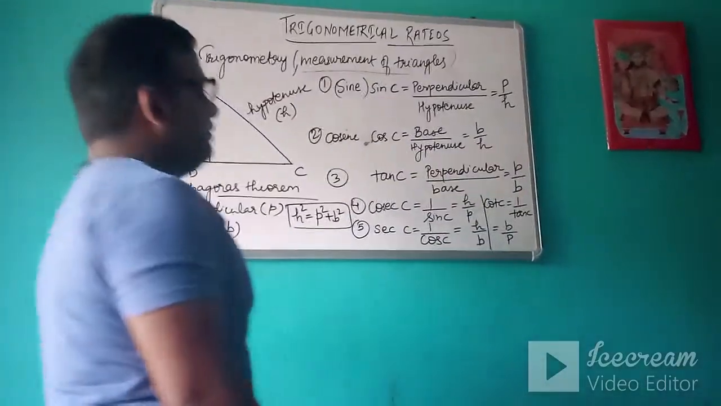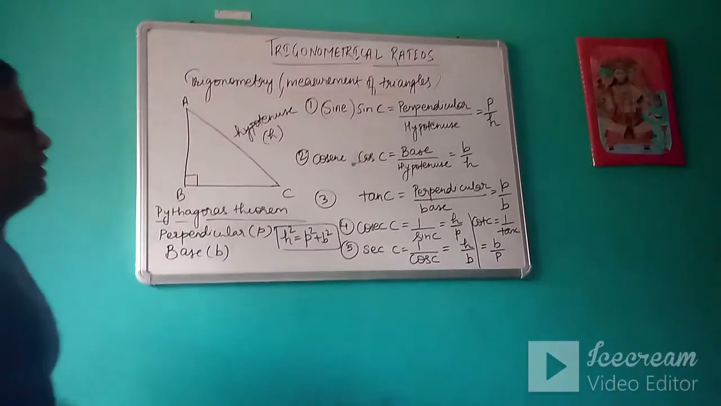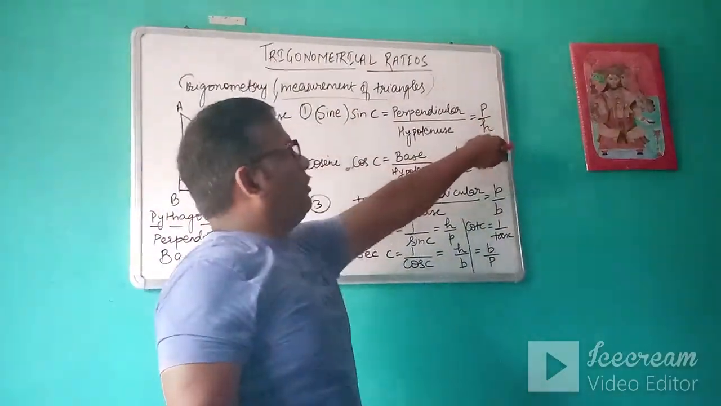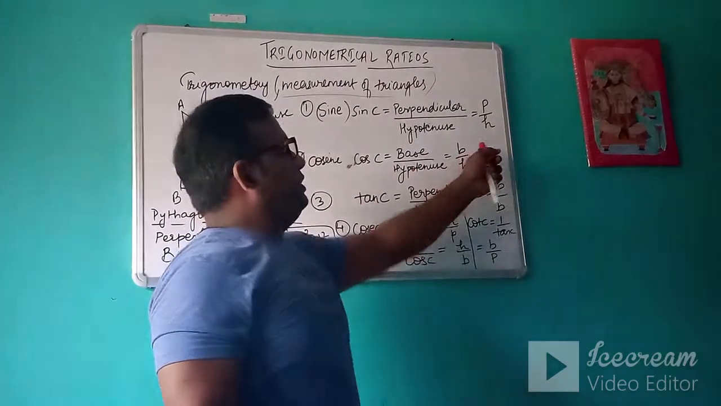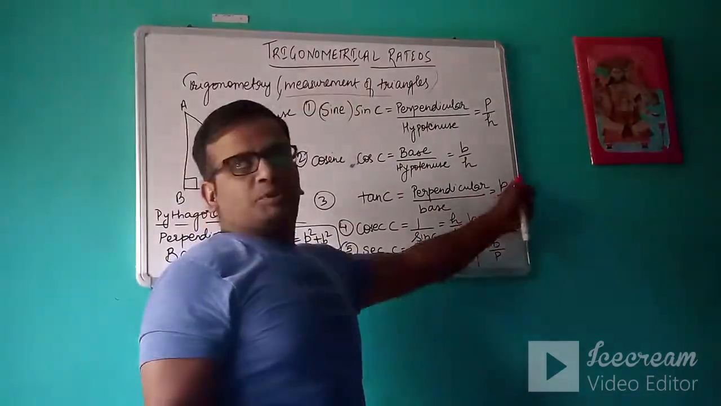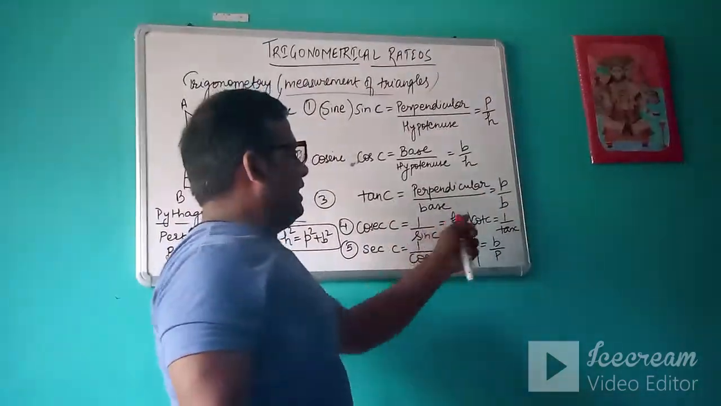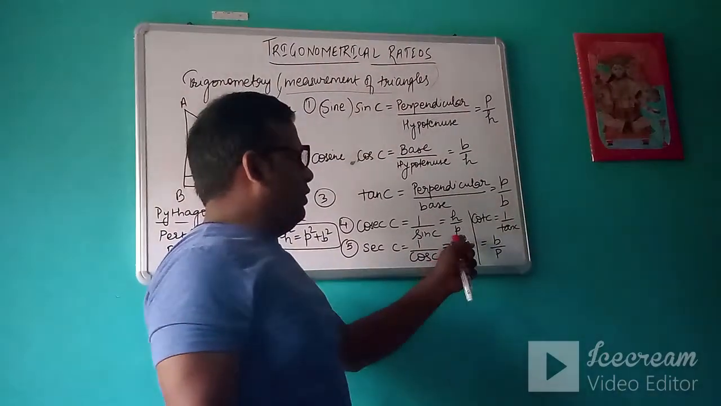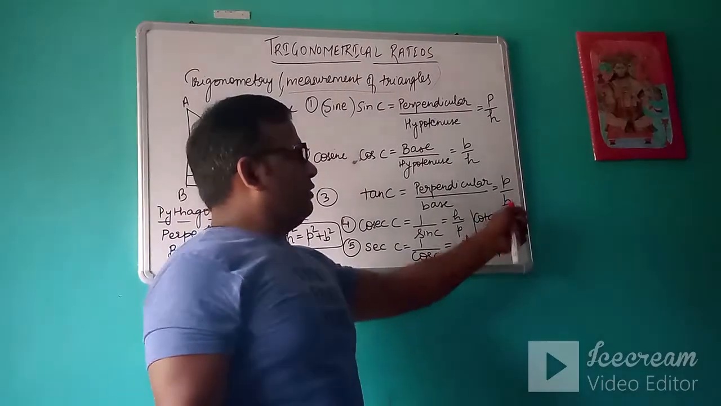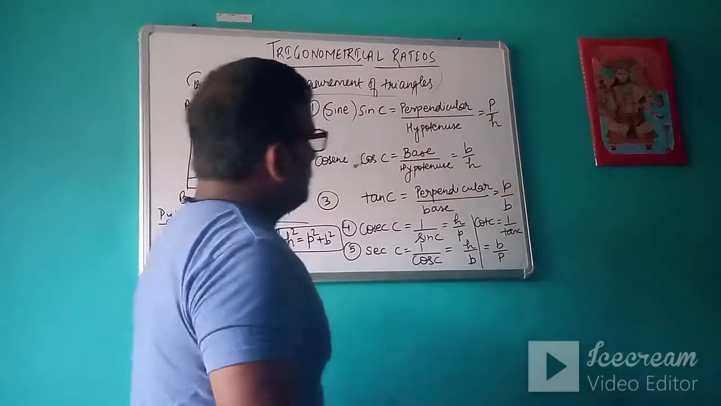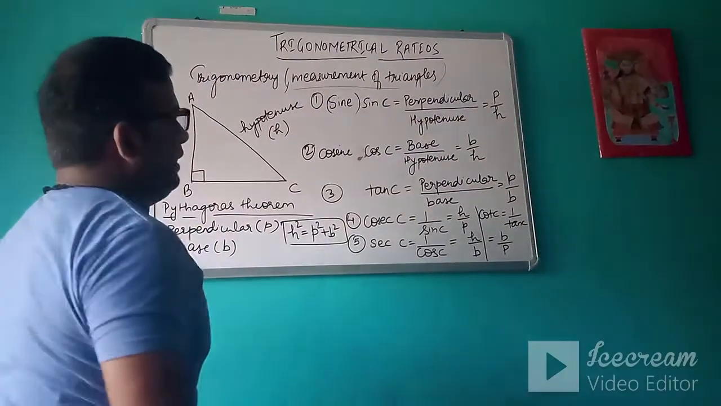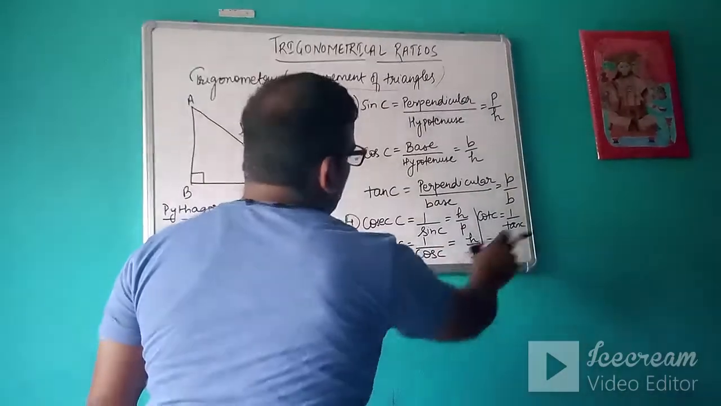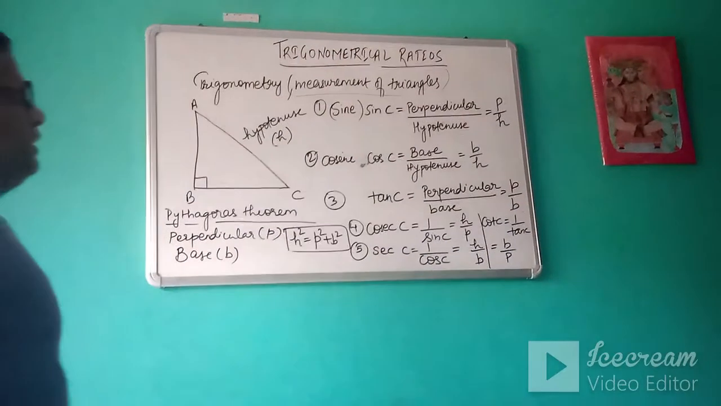Okay, so these are the formulas of our trigonometric ratios. Again I am repeating: sin theta or sin C is p upon h, cos C is b upon h, tan C is p upon b, cosec is h upon p or 1 upon sin C, sec is 1 upon cos C or h upon b, cot is 1 upon tan C or b upon p. So if you can find the values of sine, cos and tan, then you can automatically find the values of the remaining trigonometric ratios.